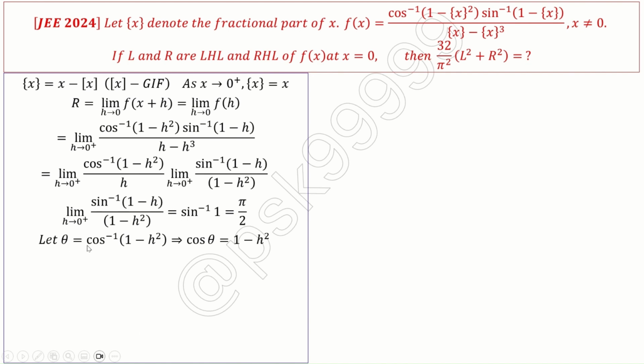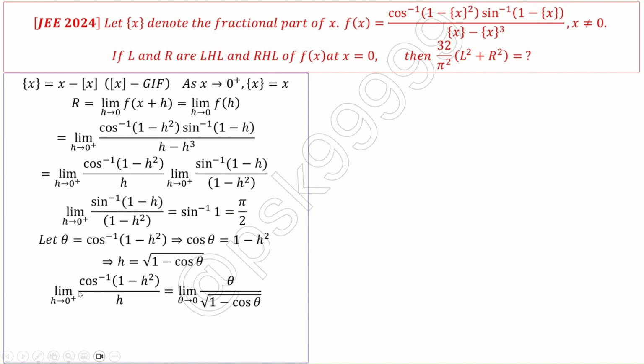Okay, so let theta equal cos inverse of 1 minus h square. So cos theta equals 1 minus h square, and h is nothing but square root of 1 minus cos theta. So as h tends to 0, my theta also tends to 0, because if h is 0, this is cos inverse of 1, which is 0. So this part of the limit, h tends to 0, cos inverse of 1 minus h square by h, is equal to the limit theta tends to 0 of theta by square root of 1 minus cos theta.